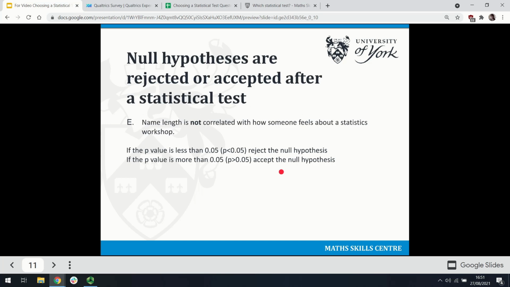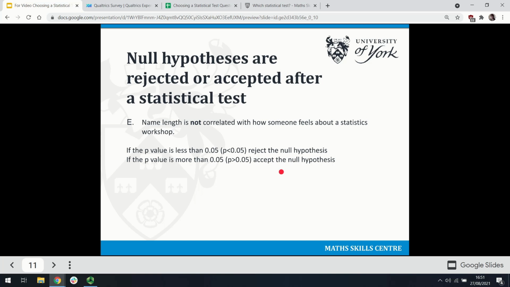The reason you might want to write a null hypothesis is that it makes sense when you run a statistical test. That null hypothesis, at the end of a statistical test, is either rejected or accepted, depending on the p-value you get from the stats test.